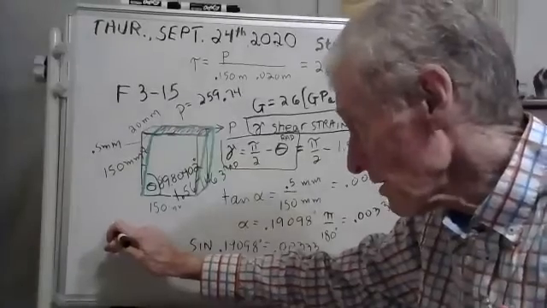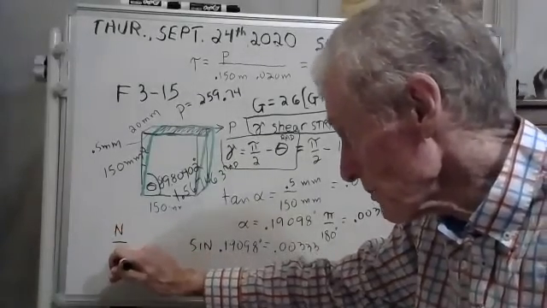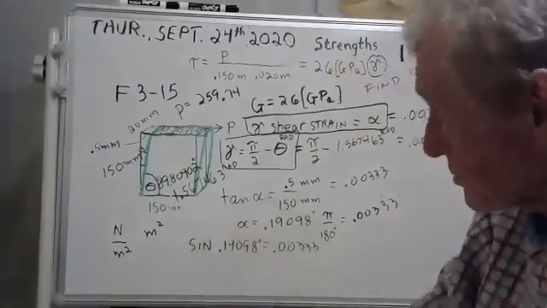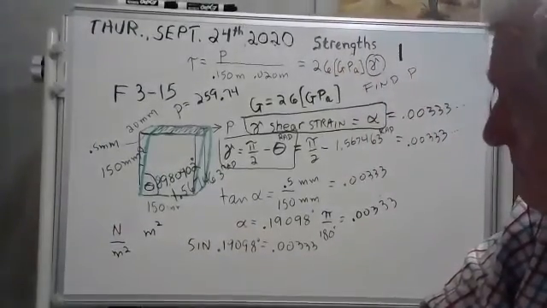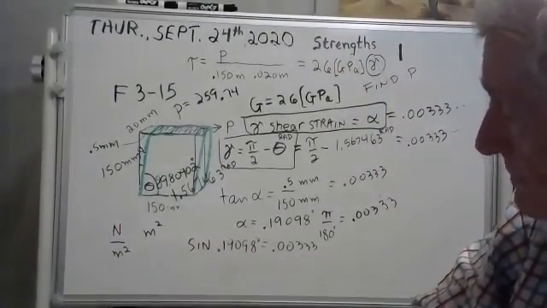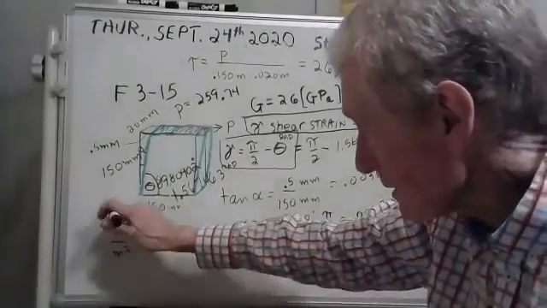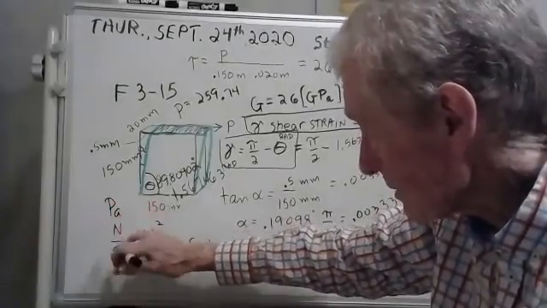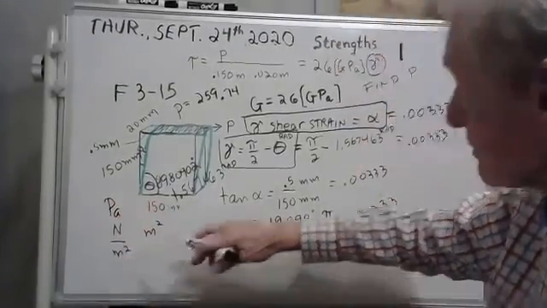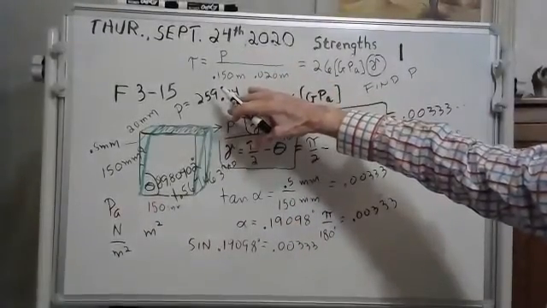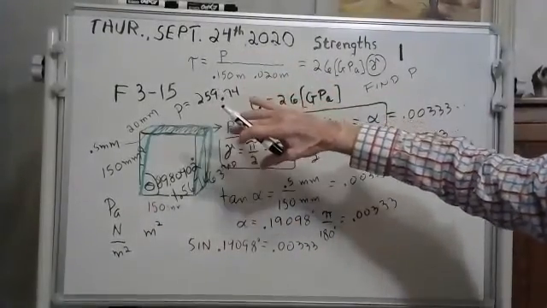Okay, now a Pascal is a Newton per square meter. And if you multiply by square meters, what should you get? Newtons per, see, that's what a Pascal is. A Pascal is a Newton per square meter. Isn't that what you have here? Don't you have Newtons per square meter? Yeah.